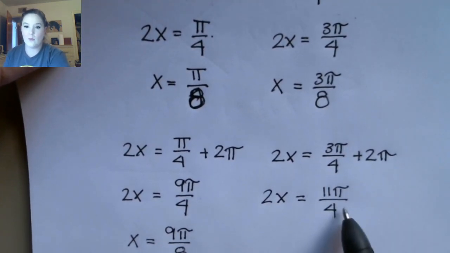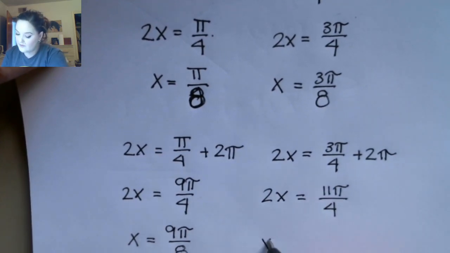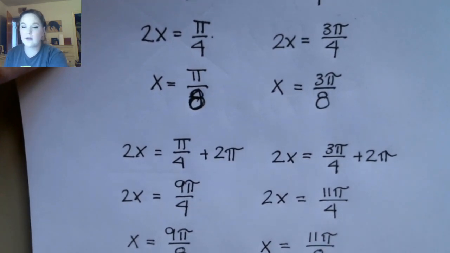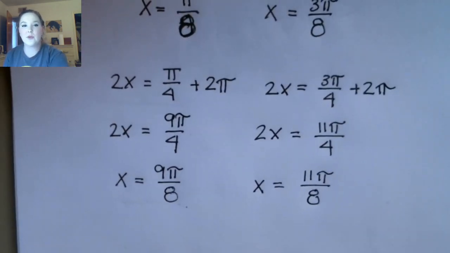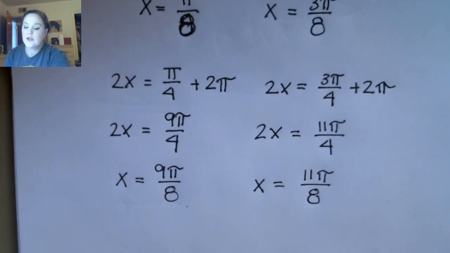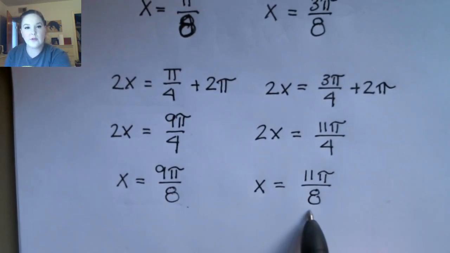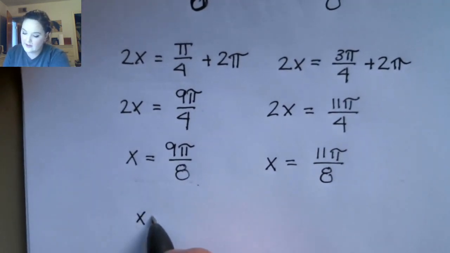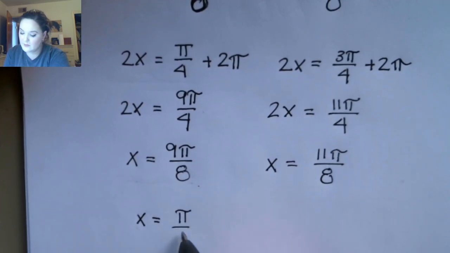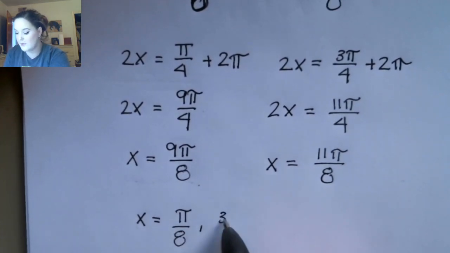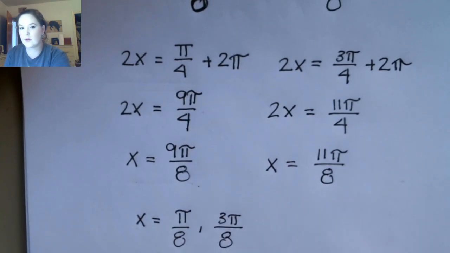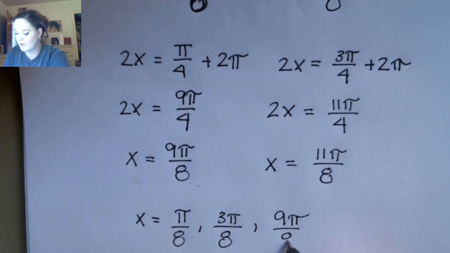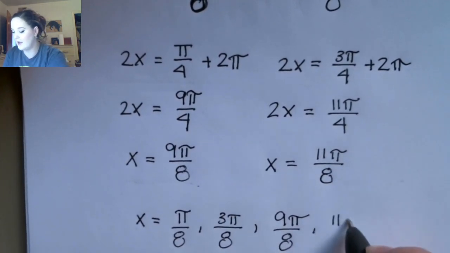Again, this is way bigger than 2 pi, but when we divide it by 2, we get 11 pi over 8, and that is between 0 and 2 pi. You're getting these two additional solutions because you're dividing by 2. So our final set of solutions would be pi over 8, 3 pi over 8. Those are the more traditional solutions. And then we have the ones coming from our first coterminal angles, 9 pi over 8 and 11 pi over 8.